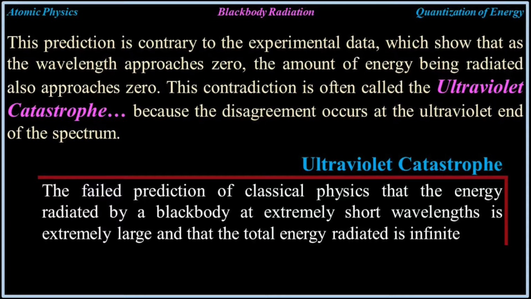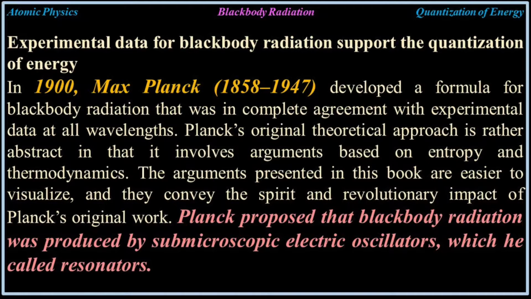Ultraviolet catastrophe: the failed prediction of classical physics that the energy radiated by a black body at extremely short wavelength is extremely large and that the total energy radiated is infinite. Experimental data for black body radiation support the quantization of energy. In 1900, Max Planck, 1858 to 1947, developed a formula for black body radiation that was in complete agreement with experimental data at all wavelengths.